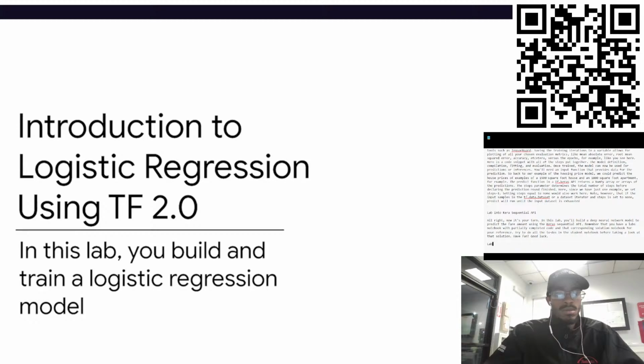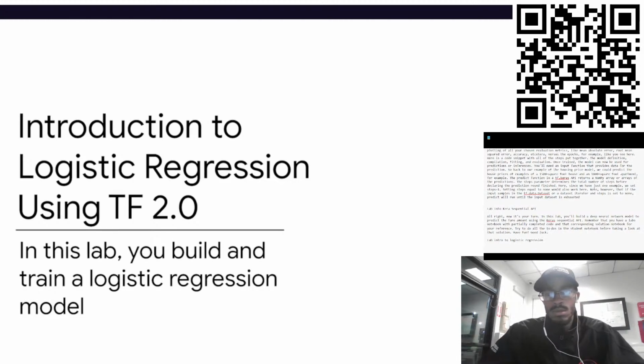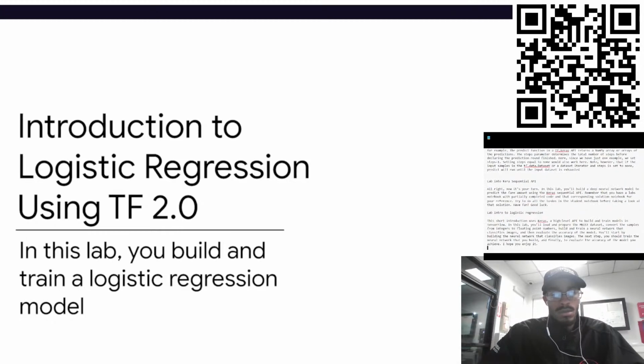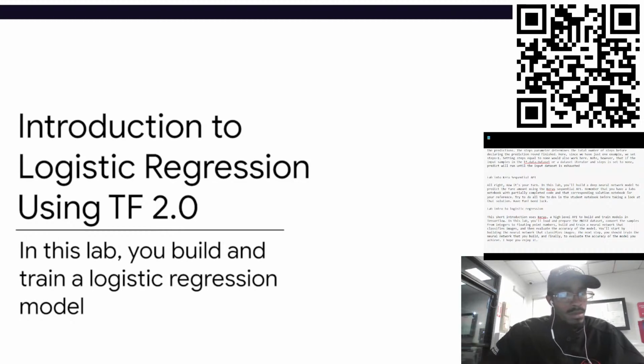This short introduction uses Keras, a high-level API to build and train models in TensorFlow. In this lab, you load and prepare the MNIST dataset, convert the samples from integers to floating point numbers, build and train a neural network that classifies images, and then evaluate the accuracy of the model.